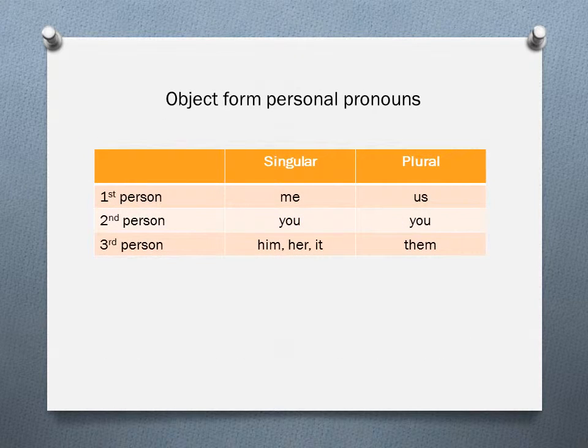The object personal pronouns are, if the number is singular, me in the first person, you in the second person, and him, her or it in the third person. If the number is plural, we use us in the first person, you in the second person, and them in the third person.